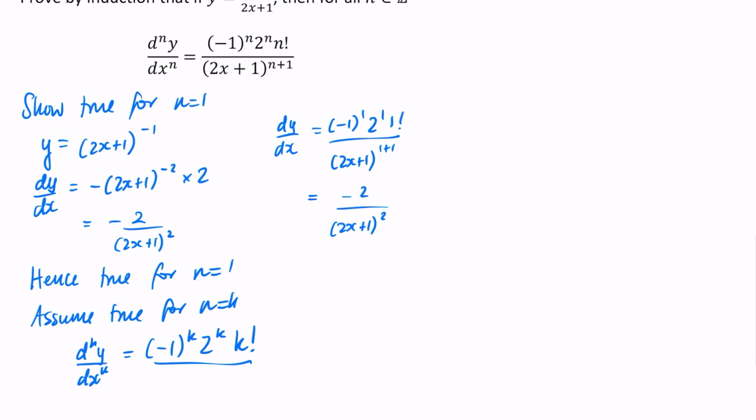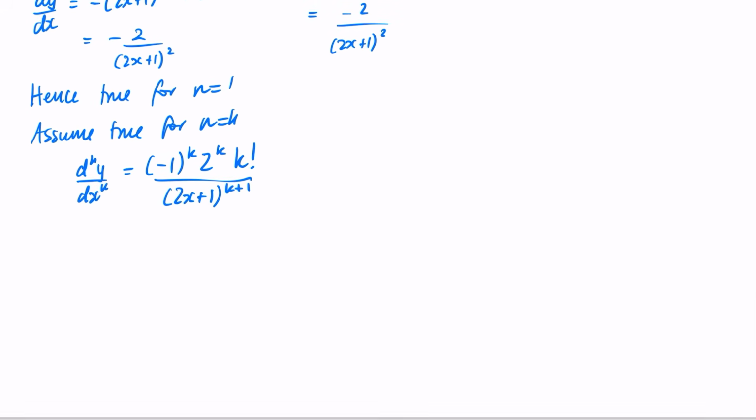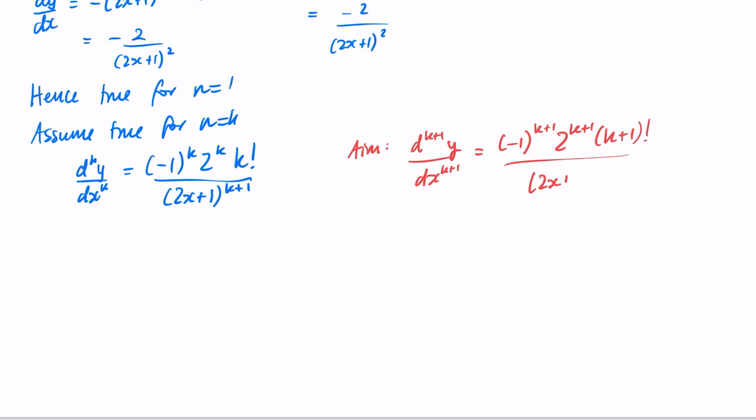And that is going to get divided by (2x+1)^(k+1). So we might like to do a bit of an aim. I wonder if I can do the aim part over here. So this will be the (k+1)th derivative of y with respect to x, d^(k+1)y/dx^(k+1). That would be (-1)^(k+1) 2^(k+1) (k+1)! You may not need this stage. And this is (2x+1)^(k+1+1), so that would be k+2.